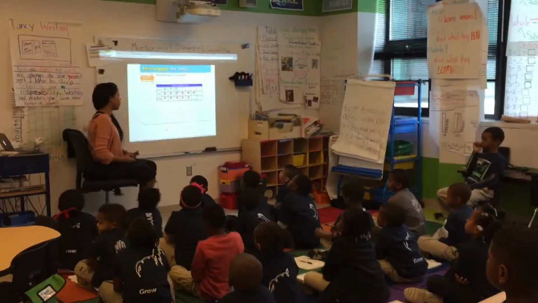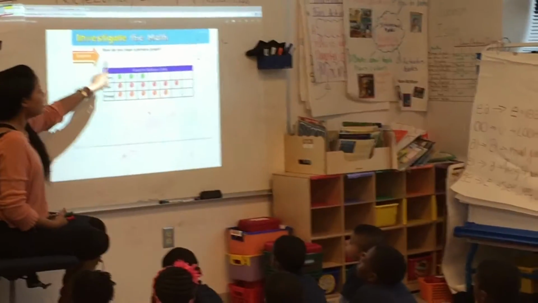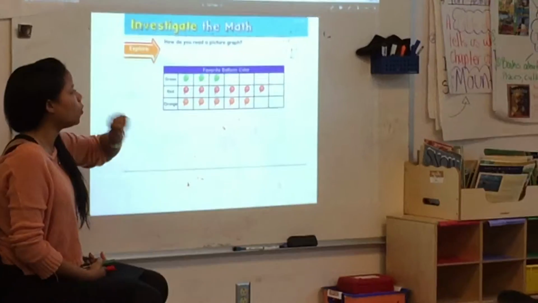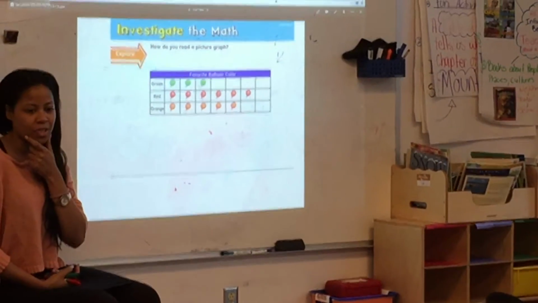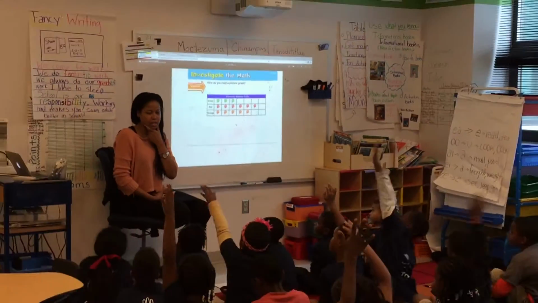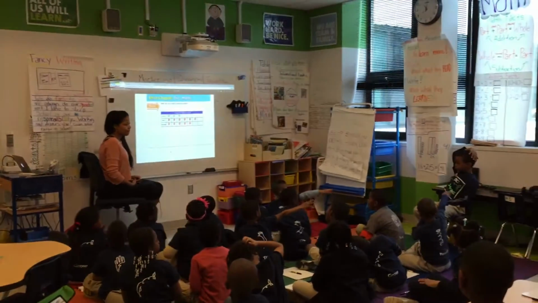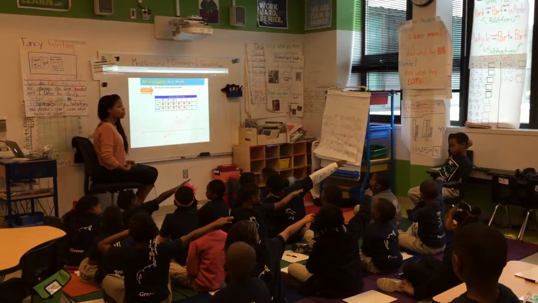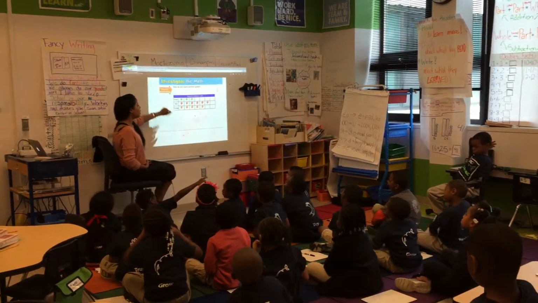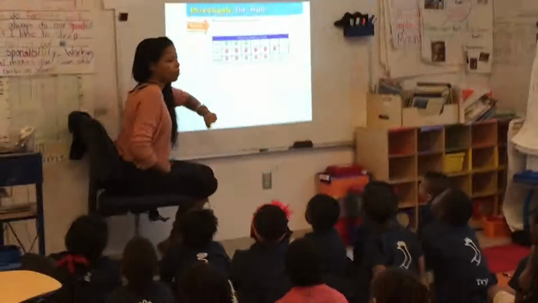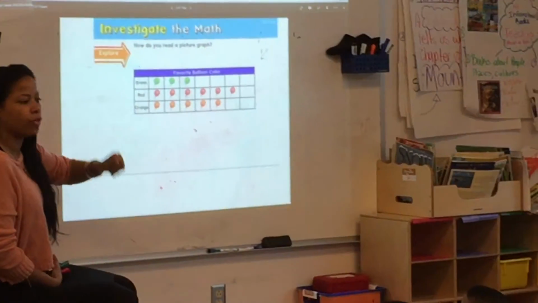Let's look at this picture graph. How do we read a picture graph? First we read the title, favorite balloon color. So I know that this graph is going to tell me about what? The data on this graph will show me, Marcus, people's favorite balloon colors. So here on the side I have my 3 colors, right? And then I have the pictures to show me how many people voted for each color.